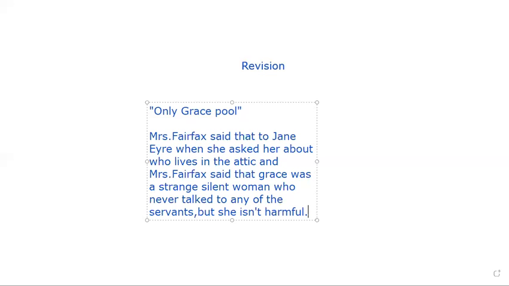And then Mrs. Fairfax continued, saying that Grace was a strange, silent woman who never talked to any of the servants, but she isn't harmful. So she is not going to cause any harm to anyone, but she's strange because she's too silent. And she's the one who's living in the attic. Okay? This is an example of a comment fully question.